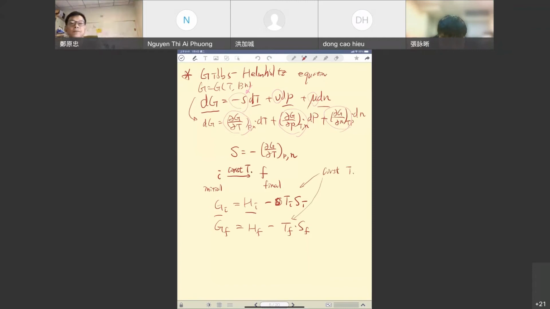Constant temperature. So in this, your temperature is a constant, and in your final state they have the same temperature. So for this T, there's no need to have the subscript. It's T. So your delta G, that's what we often measure or what we are often interested in, will be delta H minus T delta S.